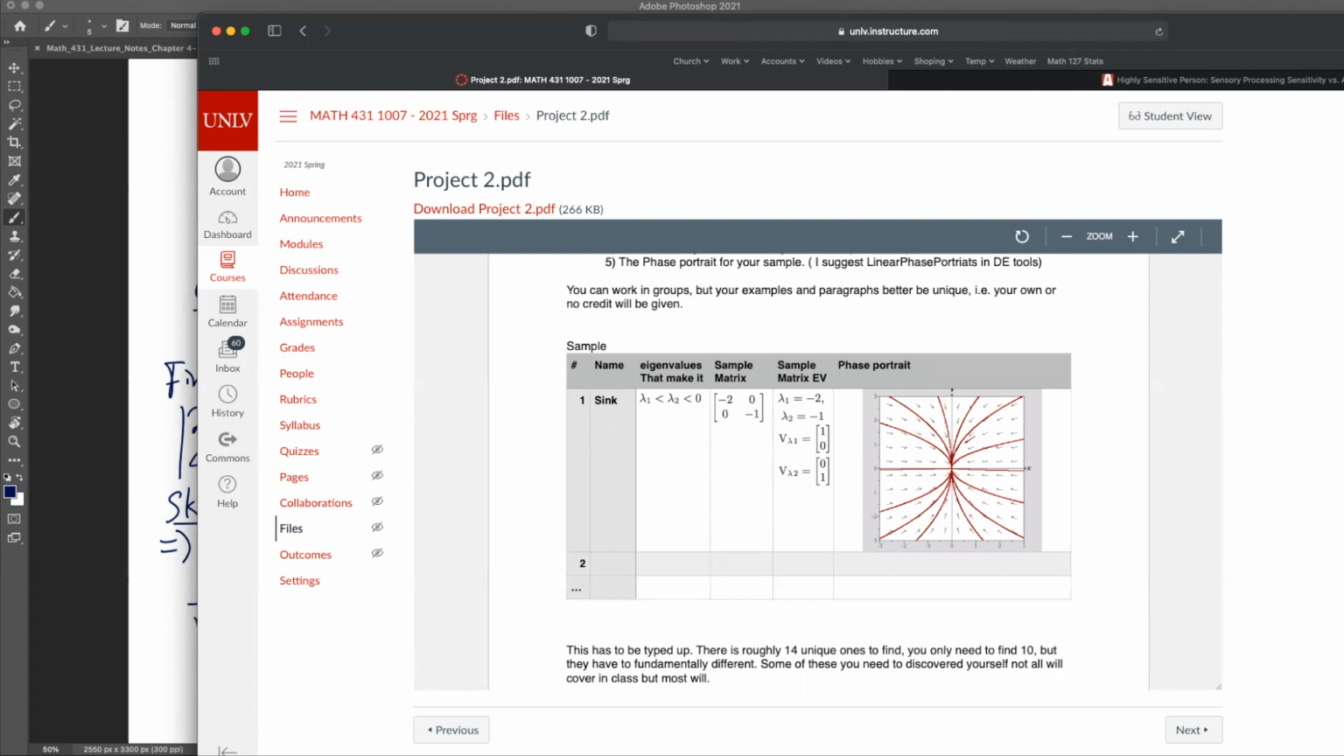So let me go back. Let me open that up. I should have put this at the other end. Professor, what was the third one called? Source. Yeah, hold on. I'll open it up right now. Here we go.